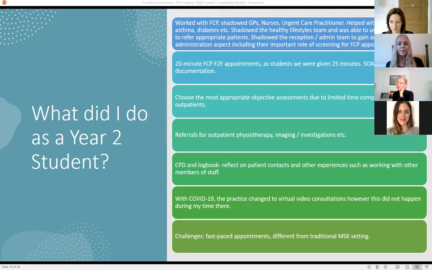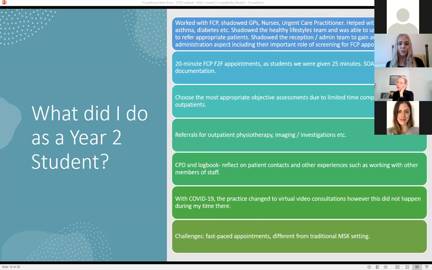In terms of documentation, it was SOAP notes, the same as you would use in a normal MSK placement. We did our documentation online, but that can vary depending on where you are. With it being a GP practice, that's how GPs would write their notes online. The FCPs were no different; they wrote their notes online as well.